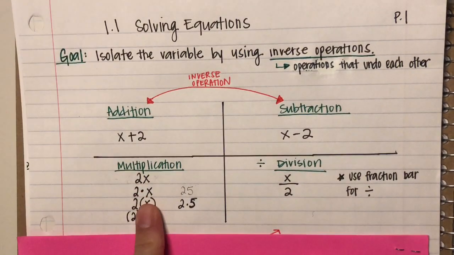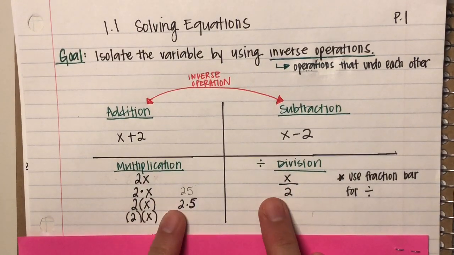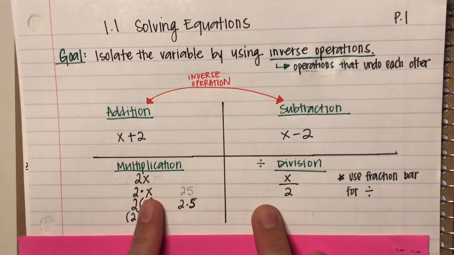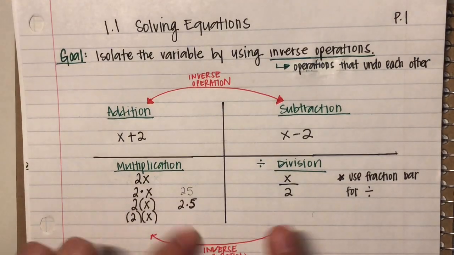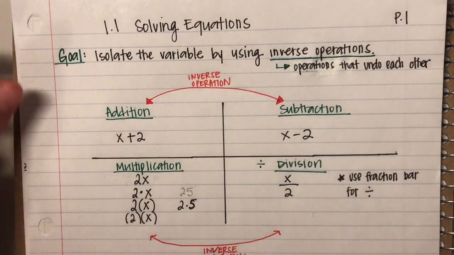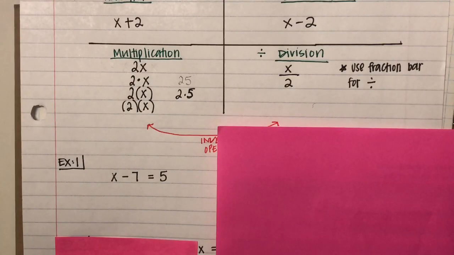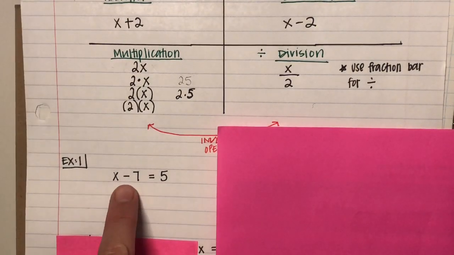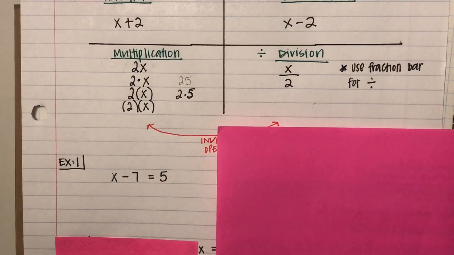All right, and then multiplication and division. So these 2 math operations, they undo each other. So these are known as inverse operations. All right, so now let's jump into some examples. So example 1, x minus 7 equals 5.